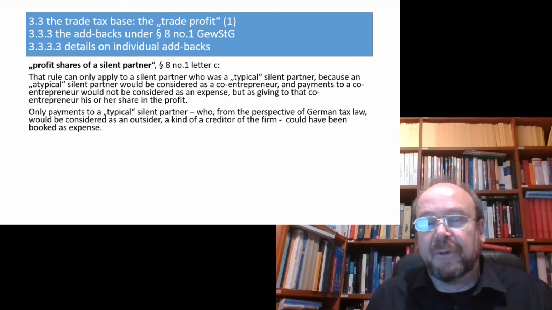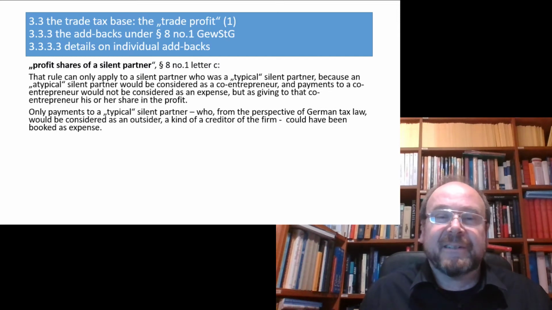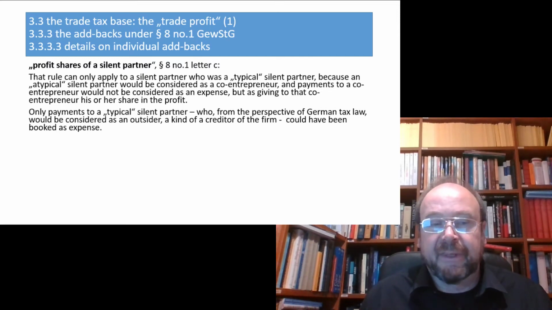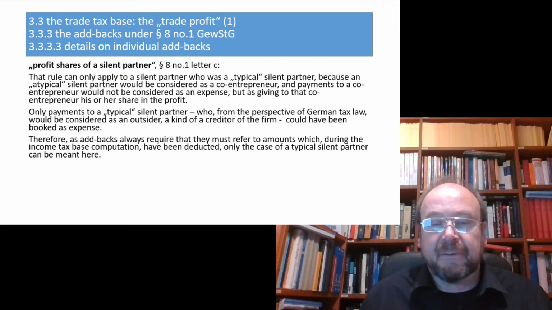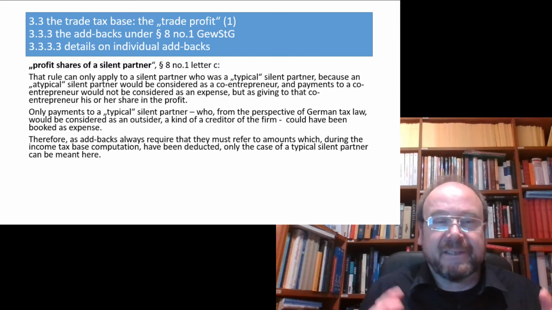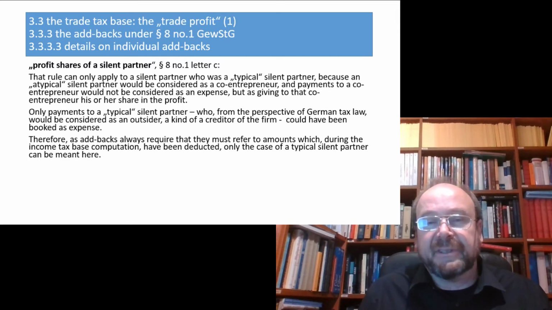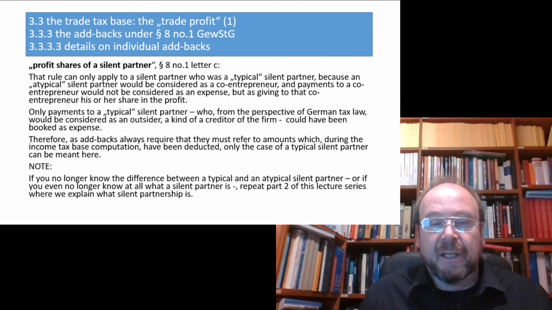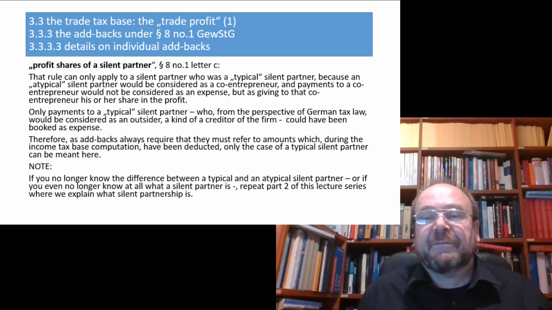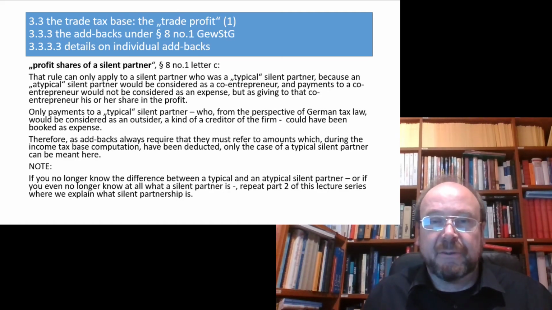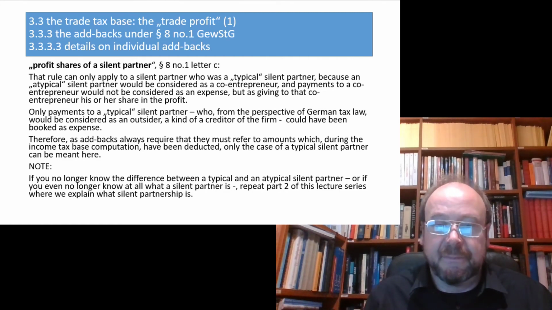So only to him or her payments are made which can be classified as a kind of interest payment to a credit. So they would be added back, although they are not strictly interest and it's not strictly a debt, but it would be treated in the same way, and so it should be treated in the same way for trade tax too. If you have forgotten the difference between a typical silent partner and an atypical silent partner, repeat part 2 of this lecture. That is the lecture on partnership taxation.